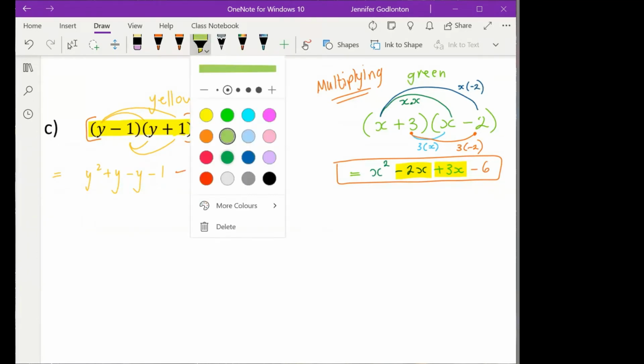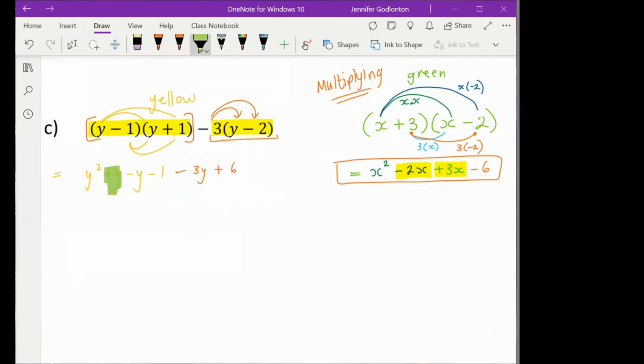So let's have a look at what we have that are the same. I've got y. Oh, that color is not going to work for us. Let's do circles. I've got y minus 3y. So y minus y, they're going to go away. They cancel each other out. And so I'm just left with that minus 3y. So I've got y squared minus 3y. And then I've got negative 1 plus 6, which is positive 5. And that would be the final answer of my yellow.